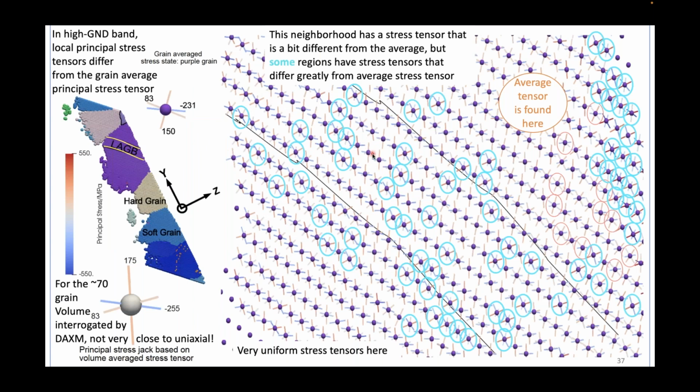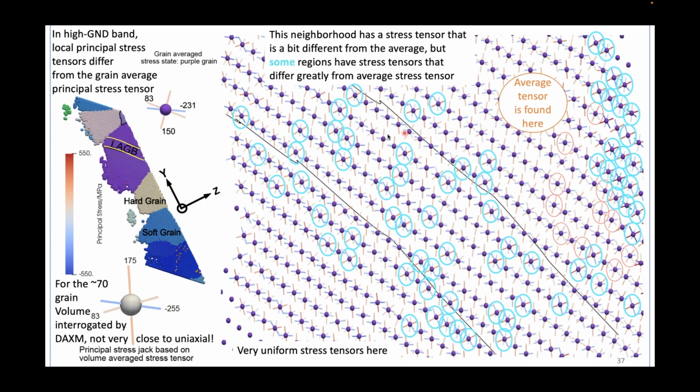Okay, we've got 1 micron voxels for which we know the elastic strains, and if we know the elastic strains, we can find the stress tensor at each of these voxels. And from that stress tensor, we can identify the principal stress directions. If we do essentially what was done in HEDM and just average all of the voxels in the purple grain, this is the average state of stress within the purple grain right there.